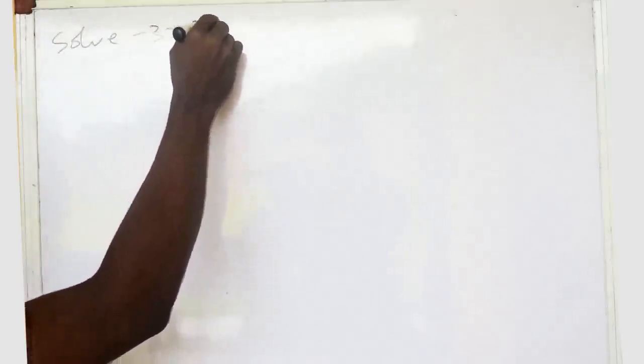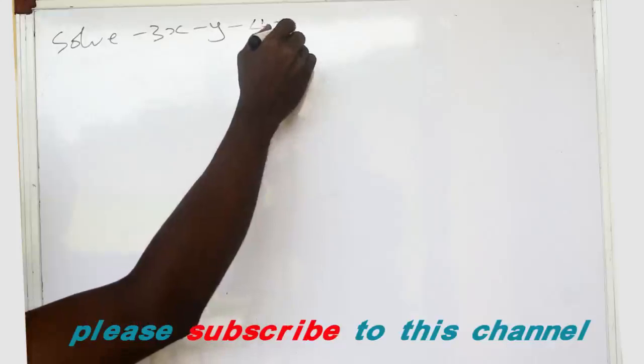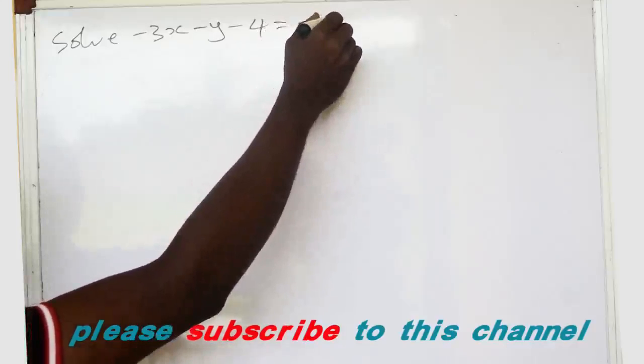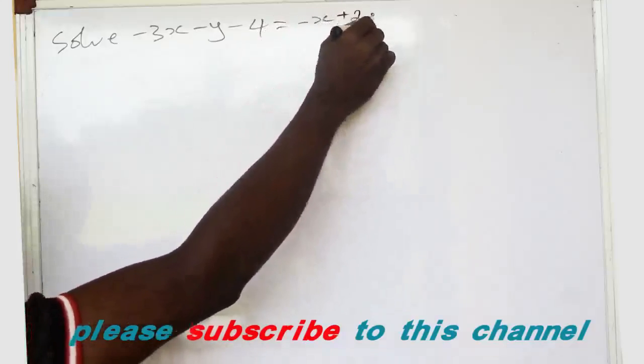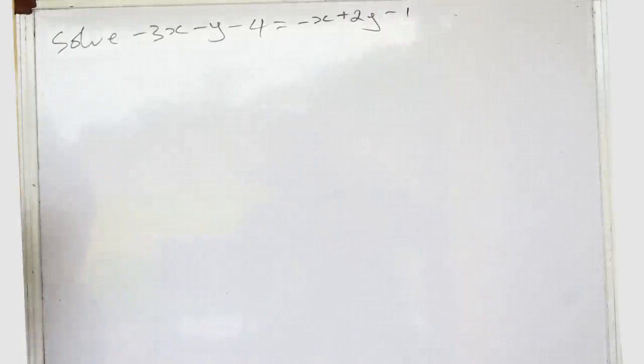You should also leave comment below if you find some of what I mentioned in the video to be difficult. Let's say I give you guys to solve: minus 3x minus y minus 4 is equal to minus x plus 2y minus 1. To solve this and leave comment below, please.